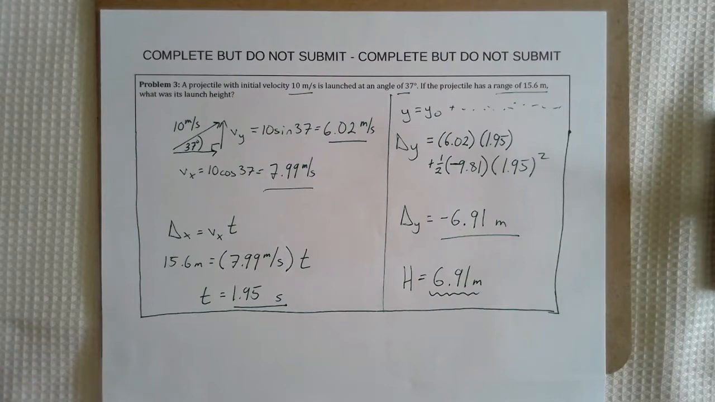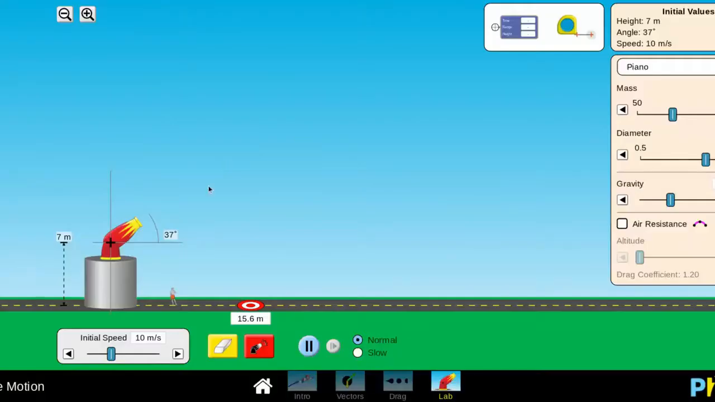We'll hop on over to the simulation and see how we did. So I put in the launch height that we calculated. 6.91 meters is pretty close to 7. 37 degrees was given. 10 meters per second was given. So if we use our calculated height with the given launch angle and velocity, we should be able to hit a target at 15.6 meters with, what are we shooting here today?